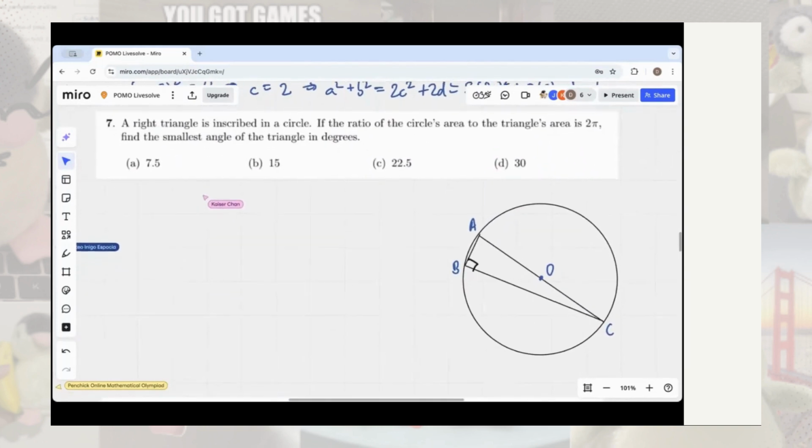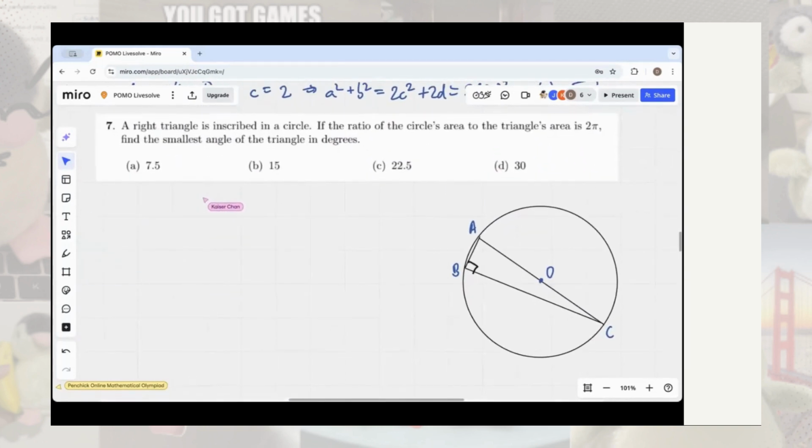So we're back in geometry, this time areas again. A right triangle is inscribed in a circle as shown. If the ratio of the circle's area to the triangle's area is 2 pi, find the smallest angle of the triangle in degrees. So I drew the diagram here.